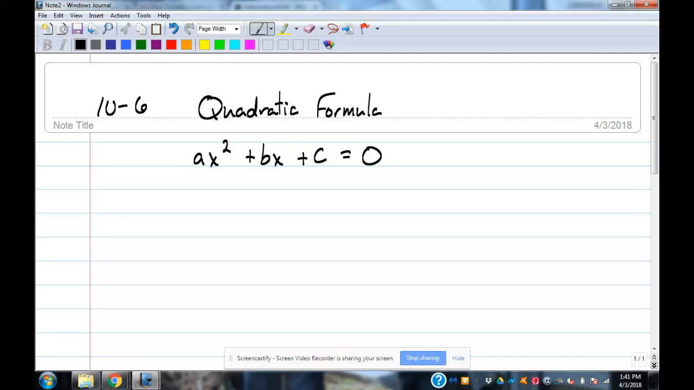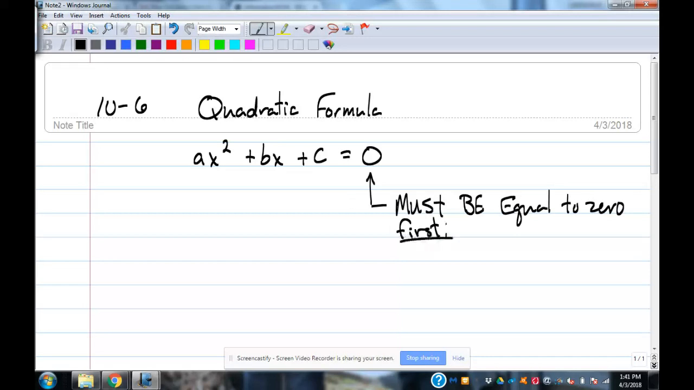Okay, so what we're going to do today is this stuff. One of the things you've got to keep in mind is that if you're going to use the quadratic formula, or anytime you're going to solve a quadratic that has three terms like that, it must be equal to 0 first. That's the very first thing you do. If you don't have it equal to 0, get it that way, so we can do something with it.